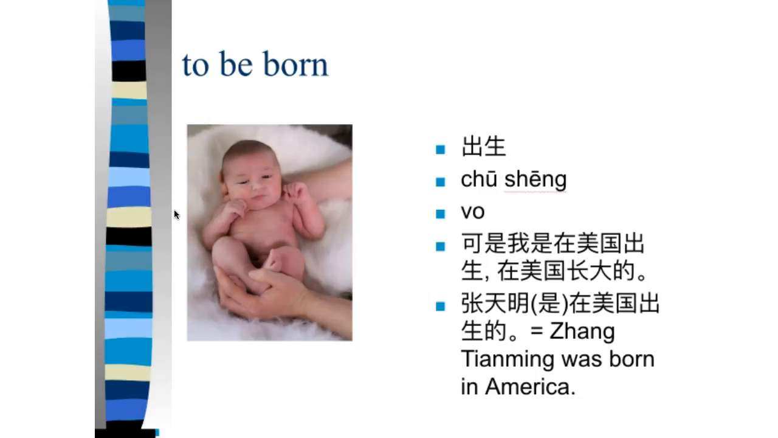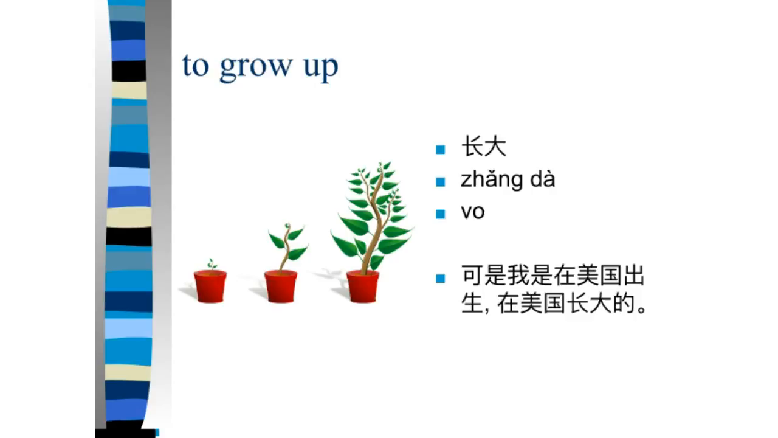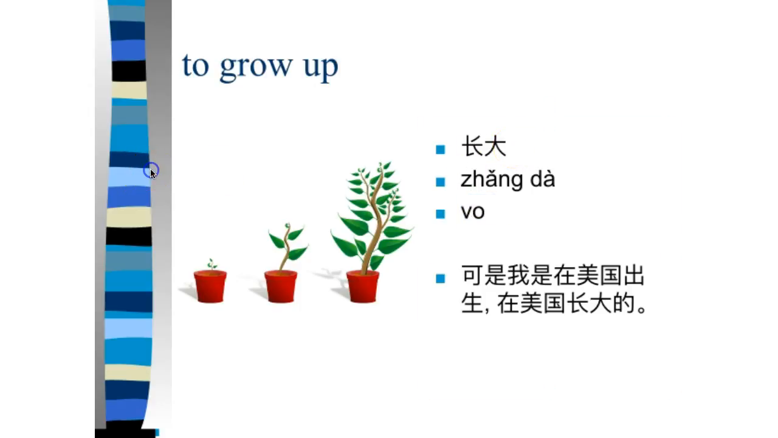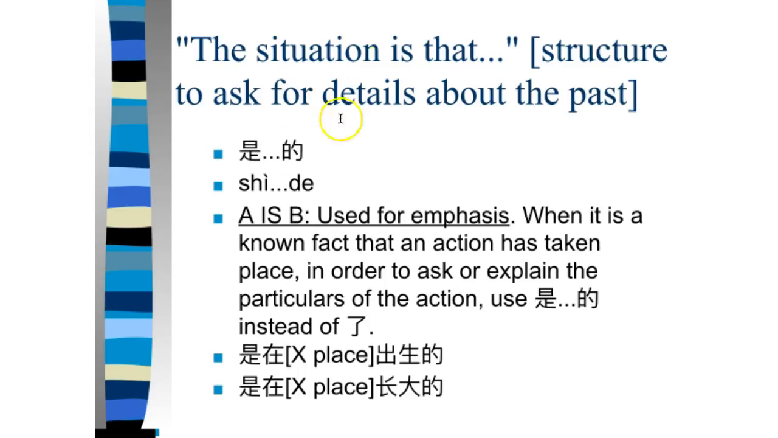Now, to say I am born in a certain place, you usually want to use a specific structure, which we've learned before, called the 是的 structure. This is also true for this next word, 长大, which is also a verb object, literally to grow big, to grow up, 长大. So you're going to say, I grew up in America. We want to use the 是的 structure for both growing up in a place and also being born in a place.